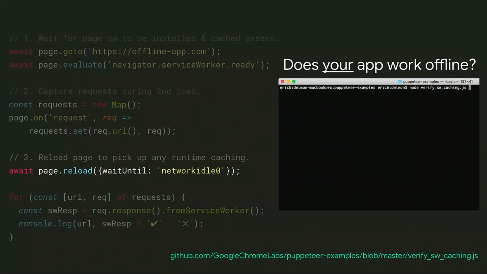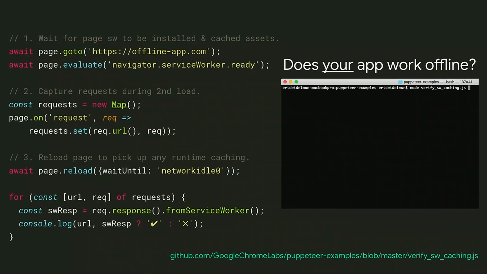We want to know what's coming from the network and what gets served from the service worker cache, and we want to be able to determine that. So we just reload the page, because at that point, service worker has been installed, it's cached its resources, and then we can check and see where things come from. And that's what this last line does. It basically loops through all of those requests that get made by the page. It checks their responses and determines if they've come from the service worker or if they've come from the network.